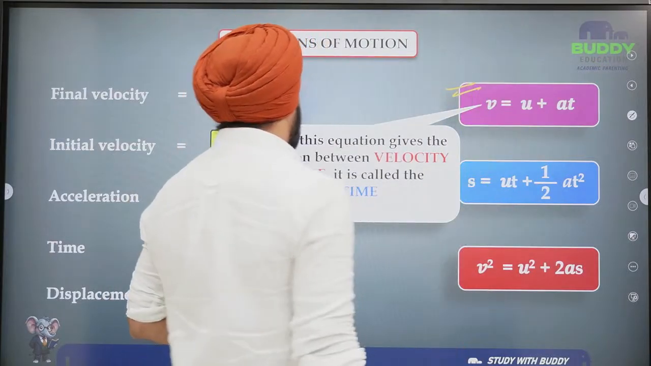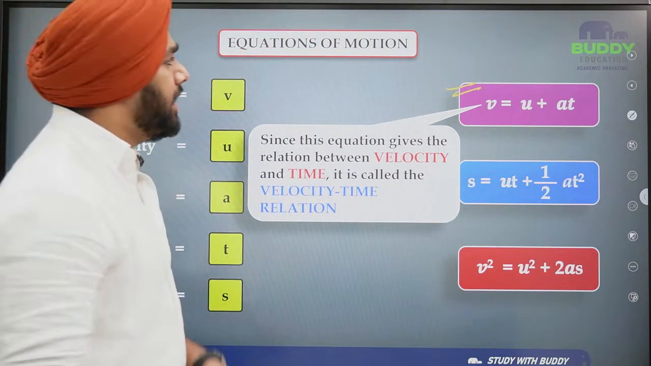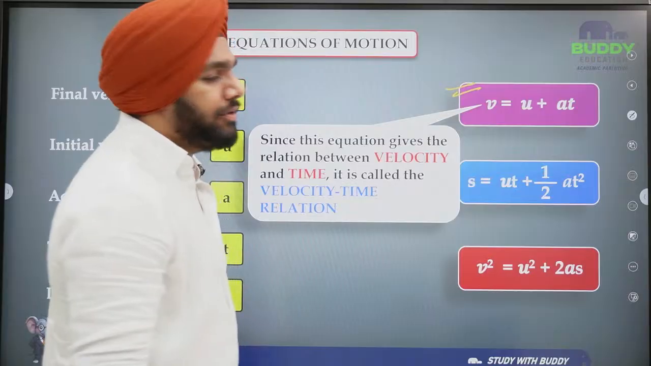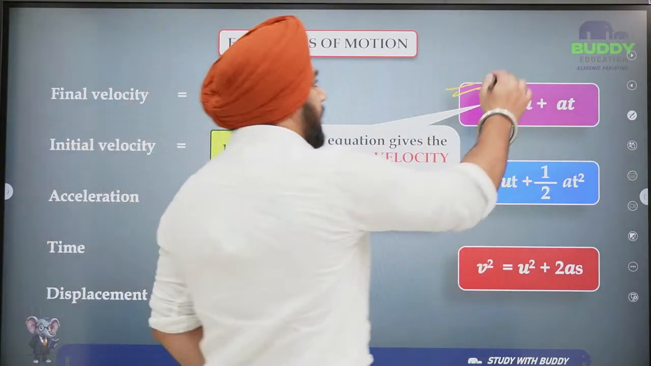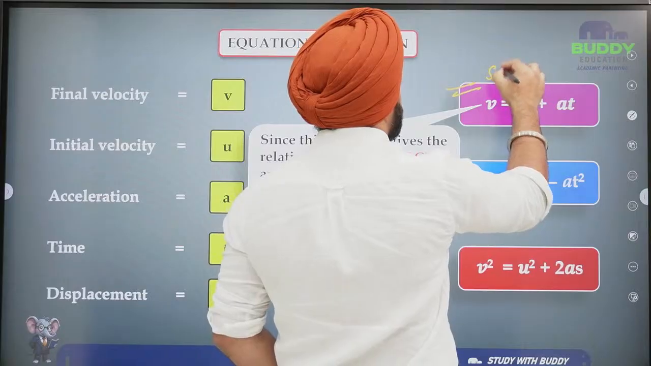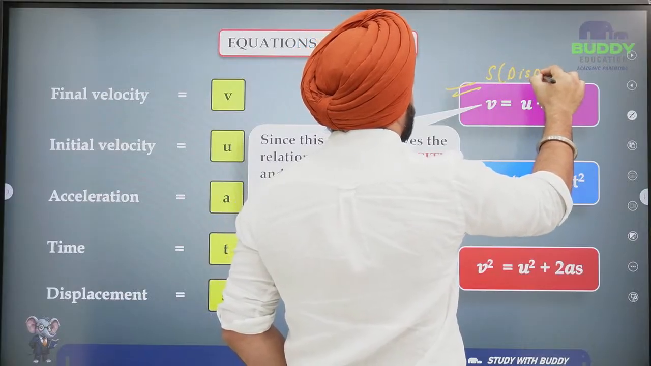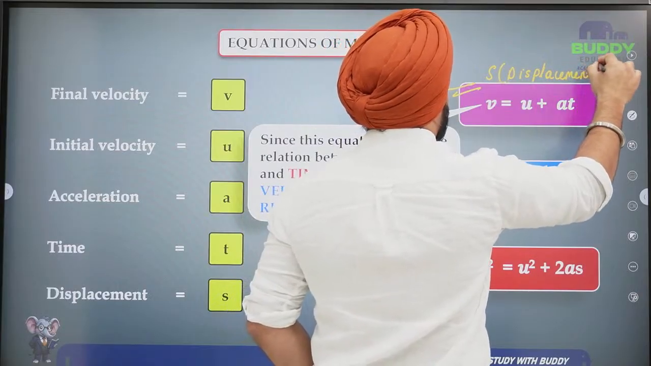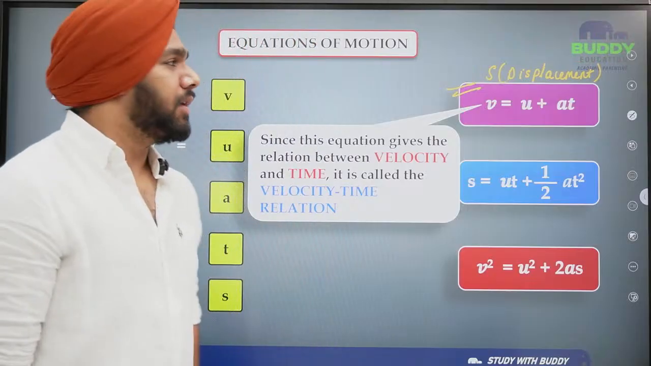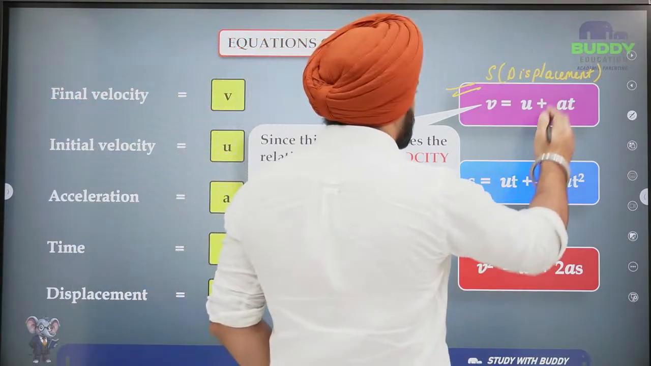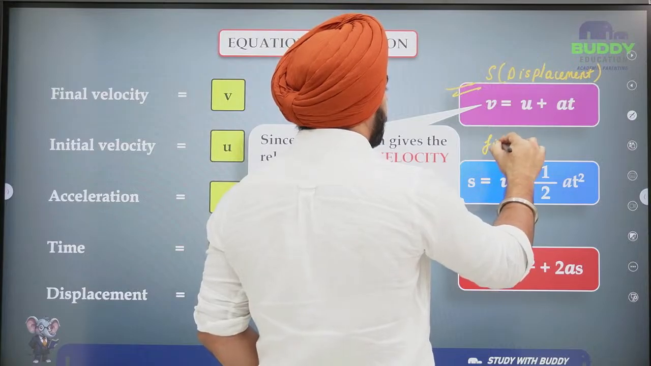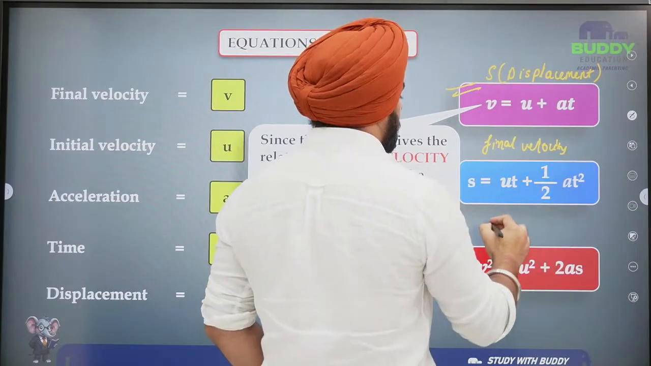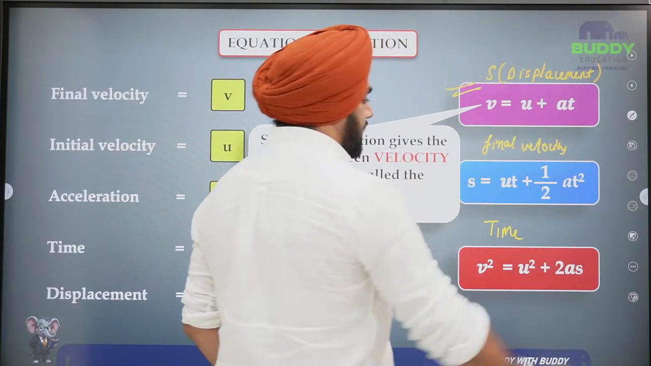One is V is equal to U plus AT. See, in every equation there is some physical quantity missing. Like in the first equation of motion, if you take a close look, displacement is missing. In the next equation, if you take a close look, we don't have the final velocity here. And in the third equation of motion, we don't have time.